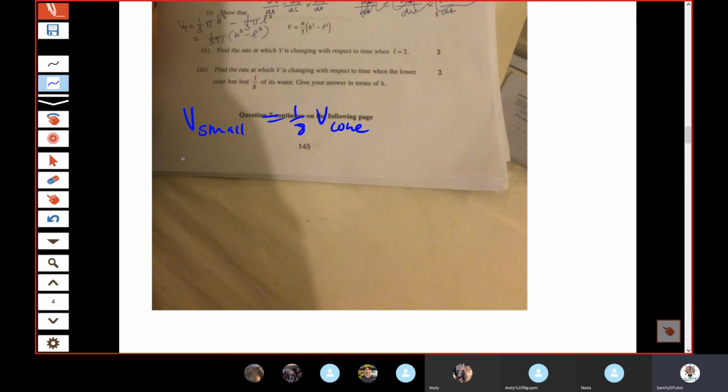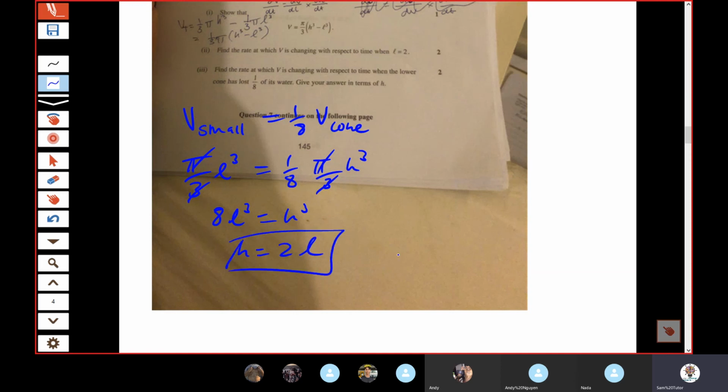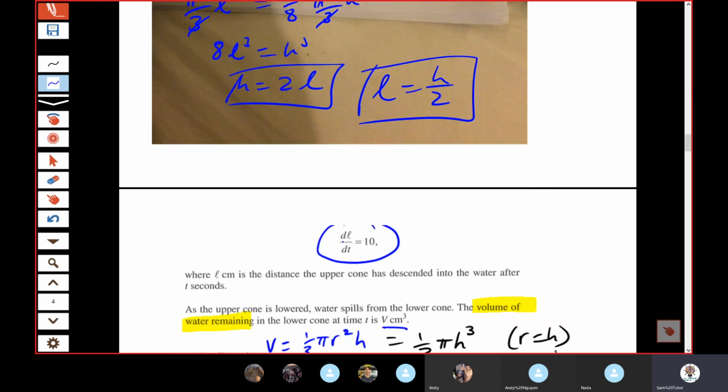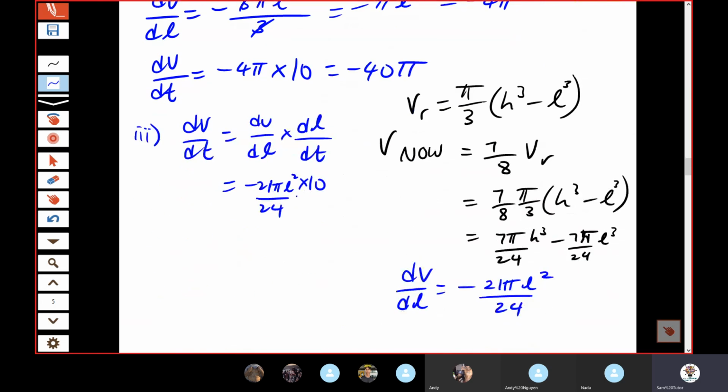So the volume of the small cone is what? Pi on 3 L cubed. Pi on 3 L cubed must equal 1/8 of pi on 3 H cubed. Cool, and then you have a relationship now. Pi and pi cancel, 3 and 3 cancel. So then you get 8L cubed is equal to H cubed, and therefore H is 2 times L, or the other way around, L is H on 2. And you're just going to sub it in. So this L is now H on 2.